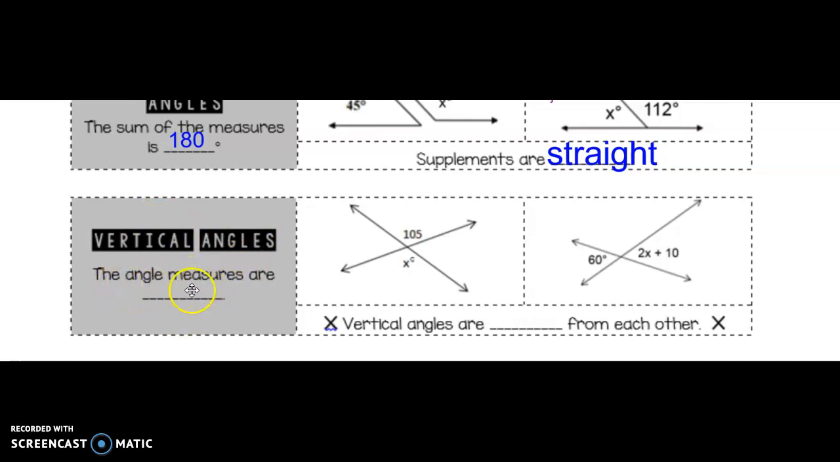Vertical angles: the angle measures are equal. If this one is 105, this bottom piece is also 105. As these get skinnier, these top two would get wider, and vice versa. They're directly across from each other. Vertical angles are across from each other. You can think they make like an X. So the measurements across from each other would be vertical.